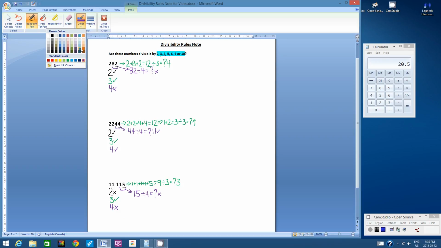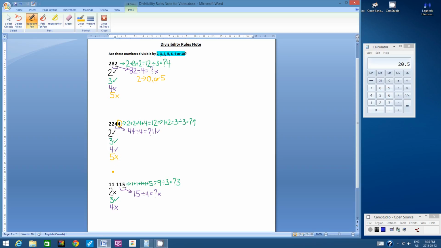5 is a pretty easy one. I'm sure you already know it. To determine whether a number is divisible by 5, we look at the last digit. In this case, the last digit is 2. If it is divisible by 5, it must end in a 0 or a 5. Is 2 a 0 or a 5? No, so this number is not divisible by 5. Let's just look at the last number. Is 4 a 0 or a 5? No, it is not. So that number is not divisible by 5.